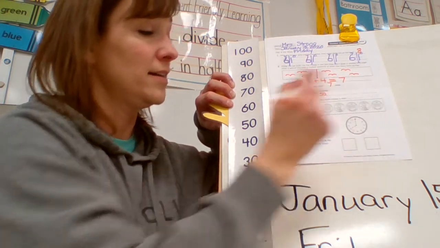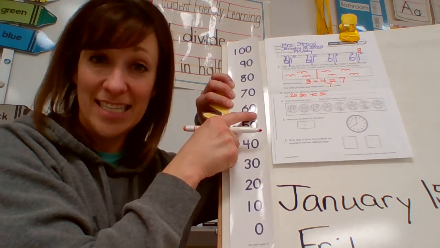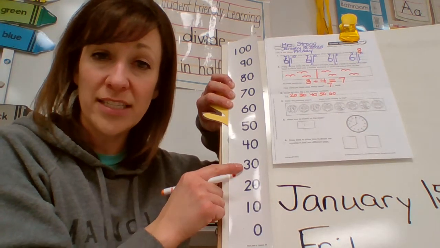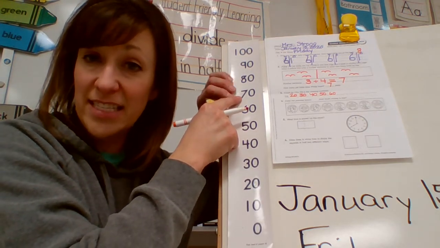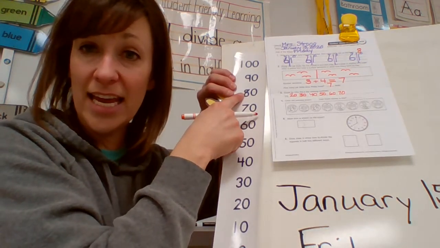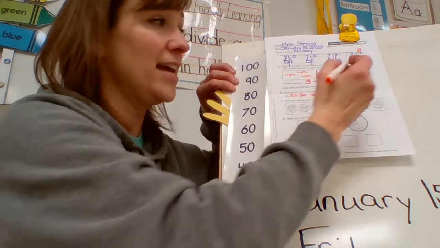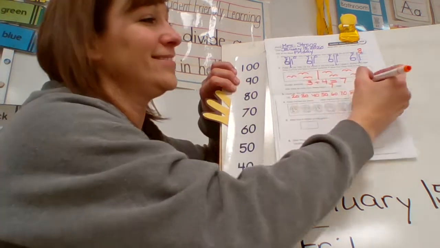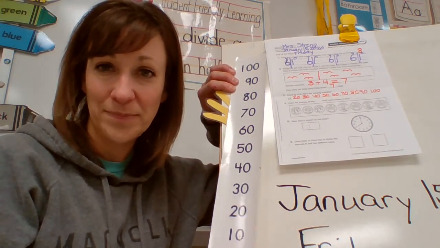50. After 50 comes 60. 10, 20, 30, 40, 50, 60, 70. Yep. 80, 90. And then we do a happy dance. 100. That's the last number we will write on our number line.